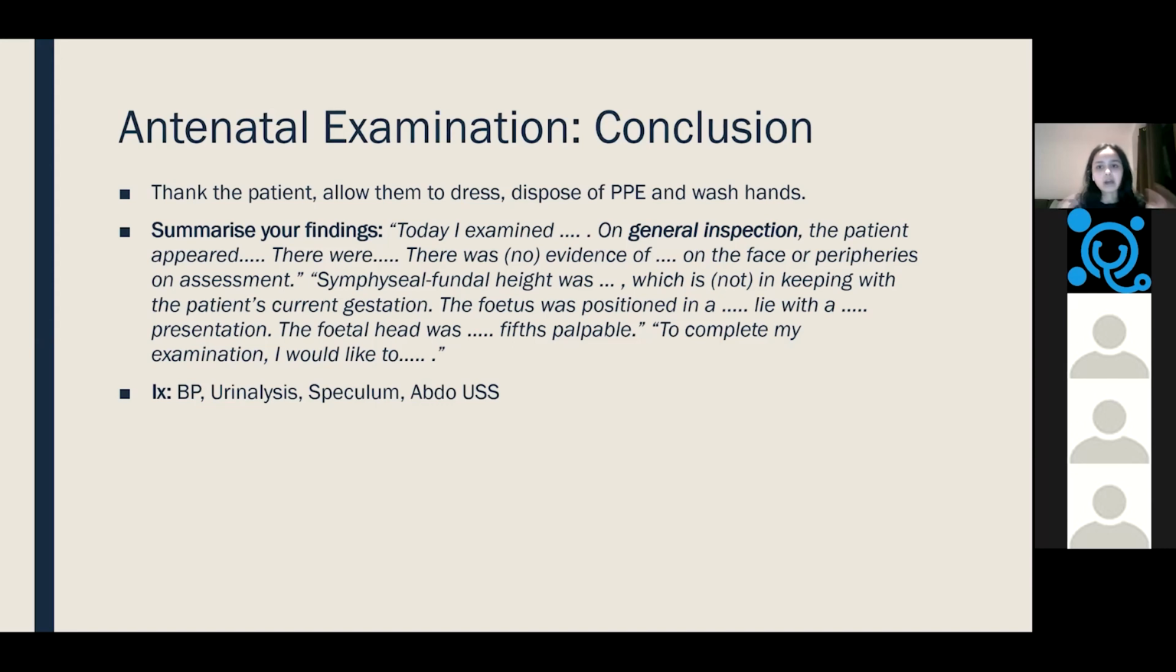And then you mention the height, which is in keeping with gestation or not in keeping if it's smaller or bigger than 2 centimeters. And then you mention the fetal position, the presentation, how much you could palpate. And then you say, to complete my examination, I would like to do X, Y, and Z. And usually what you do is the investigations. So it's blood pressure, urinalysis, speculum, and abdominal ultrasound if needed, or if there's any abnormal indication for that.